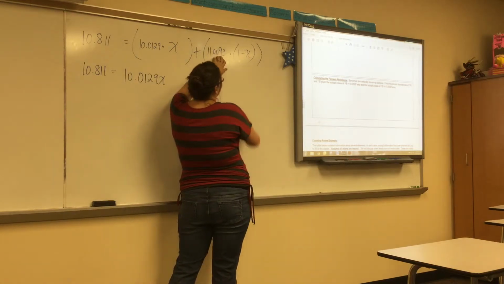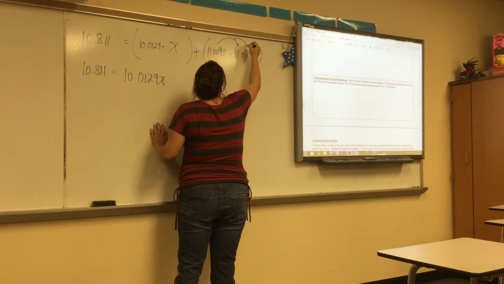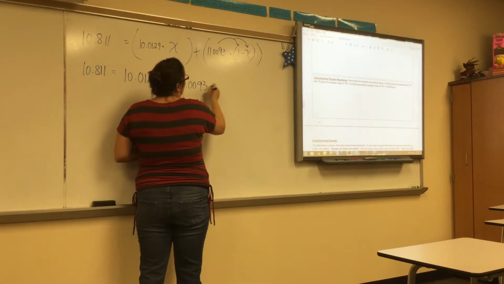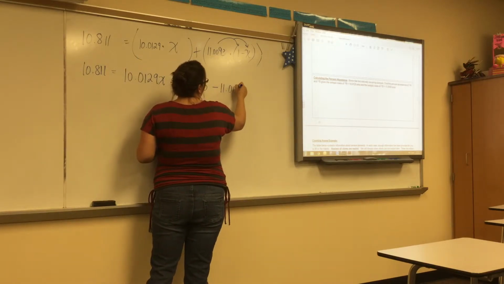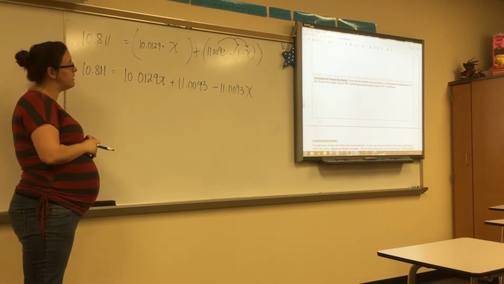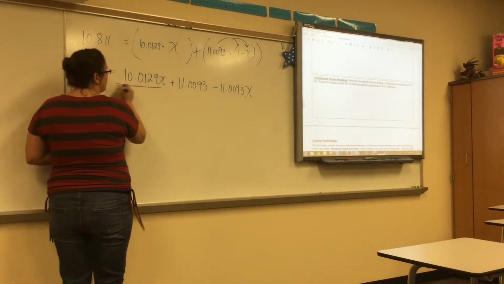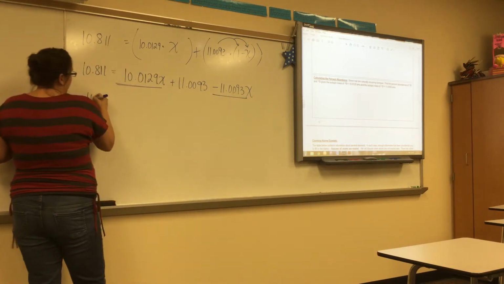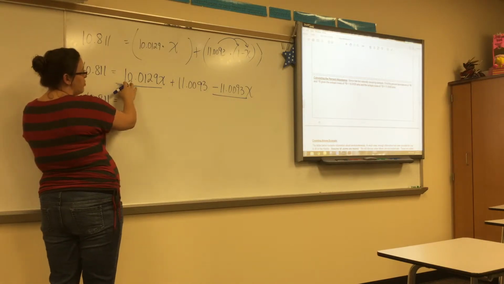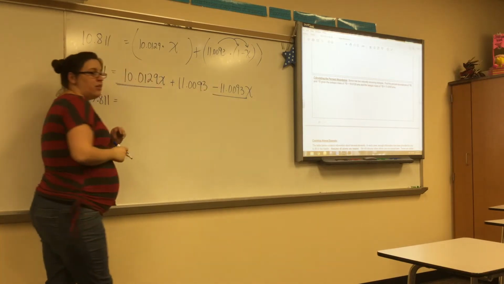What happens here though? We have a number times a set of terms in parentheses. We do need to distribute. So this becomes plus 11.0093 minus 11.0093x. And now we combine like terms. I'm going to combine my x terms here. Everything else copies down the same. I've got 10.811 equals, what is 10.0129x minus 11.0093x?